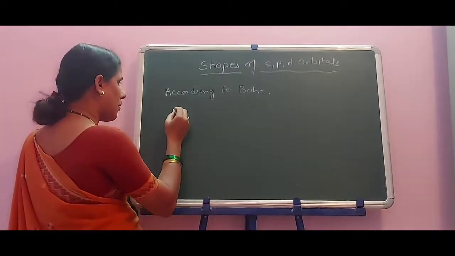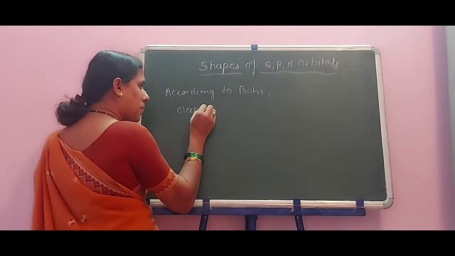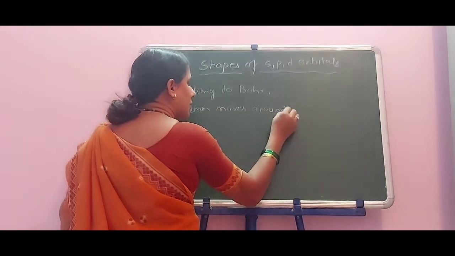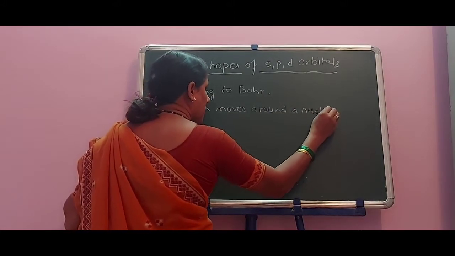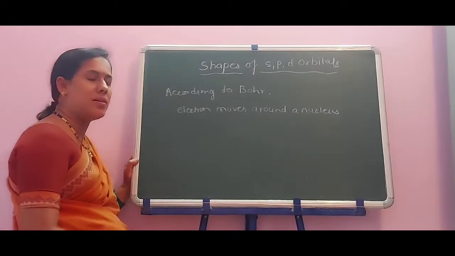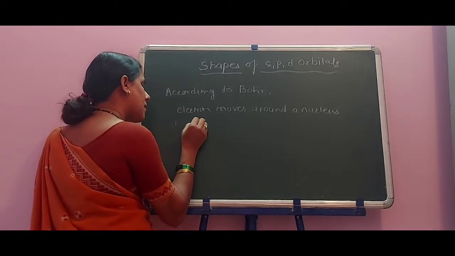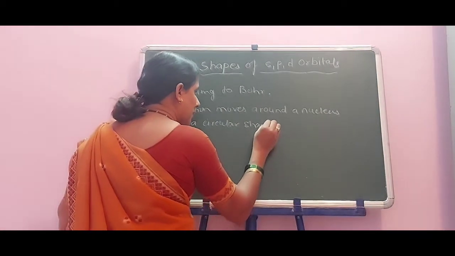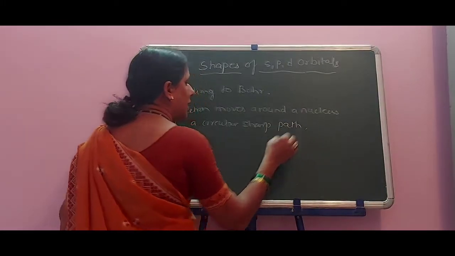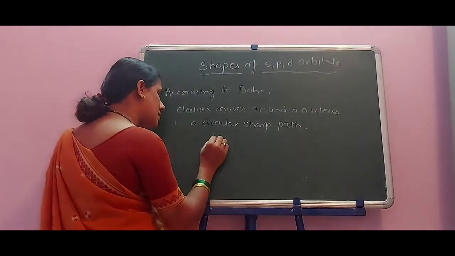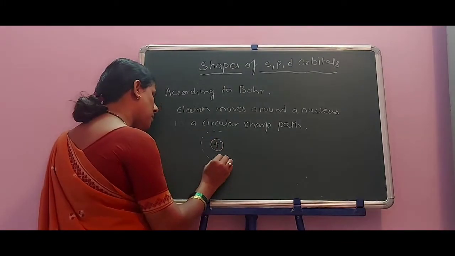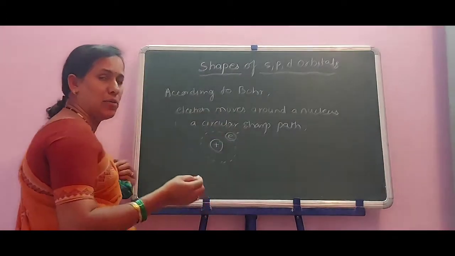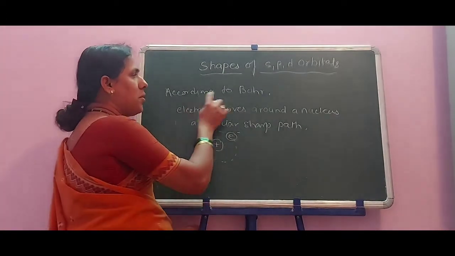Now, according to Bohr, an electron moves around a nucleus in a circular sharp path. It can be denoted here. Suppose this is a nucleus, this is the circular sharp path, and here the electron is located with a negative charge.